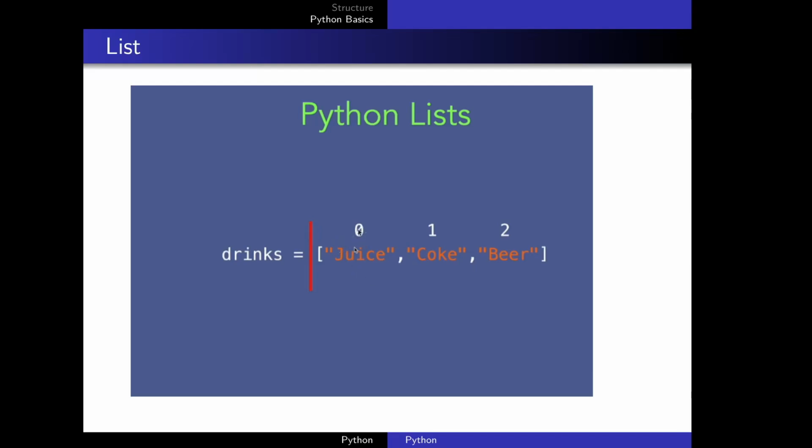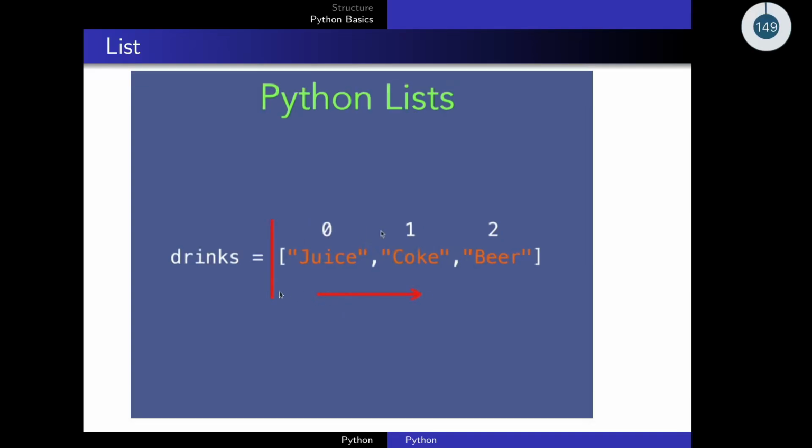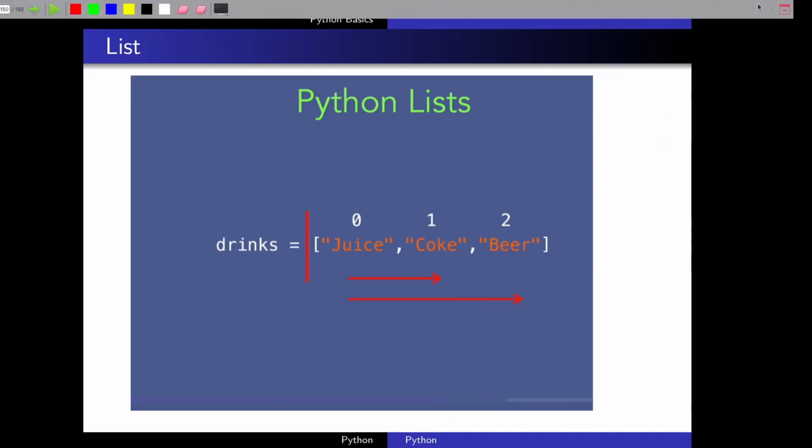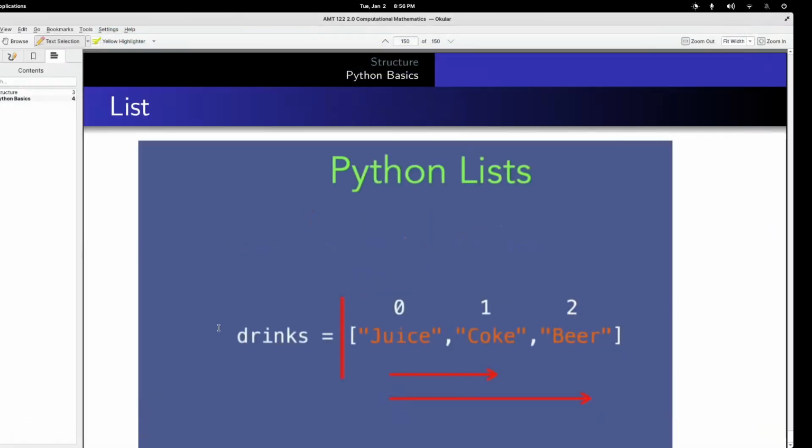Juice is offset of juice is 0. No offset. That means 0, and for Coke there is 1 offset from starting point, and for beer there is 2 offset. So that's why we start from 0. Index gives the offset from the starting point.